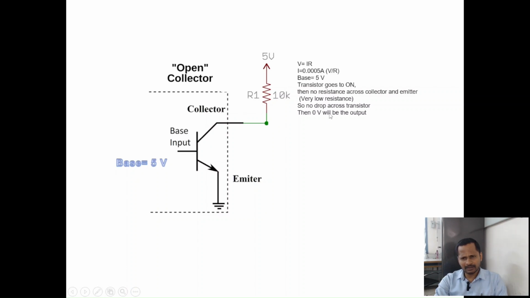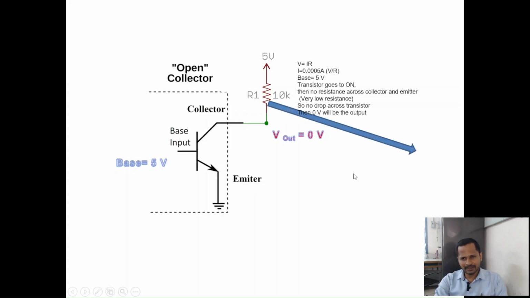The current flows through this, so almost this particular end is connected to the ground. Once it is connected to the ground, the voltage is going to be 0.